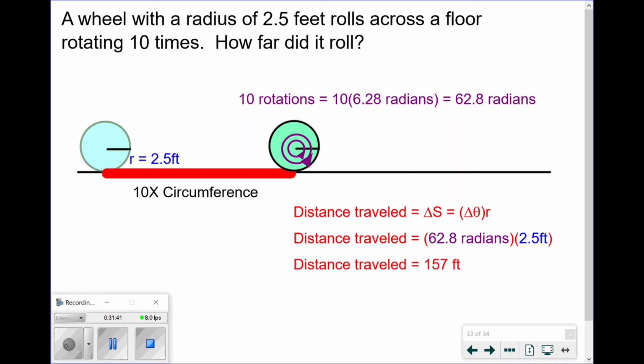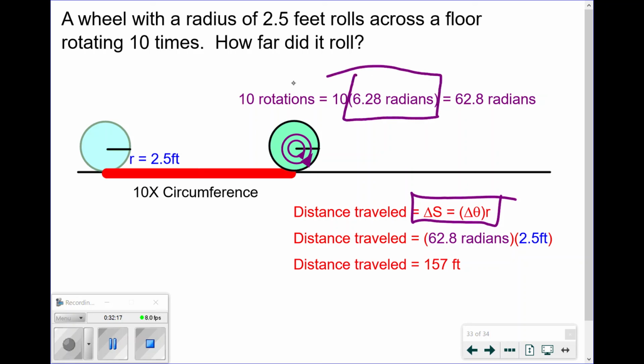Simply using the arc distance equation, delta S equals delta theta R, I can find the distance traveled. 62.8 radians times 2.5 feet, the radius, equals 157 feet. That's how far it traveled. I'm not really looking for the circumference. I can easily divide that by 10, see it's 15.7 feet, but that's irrelevant to what we're looking for. We're going to keep things really basic and just simply use the tools that we have. Again, this is something that I do not need to have memorized. I am given this. I just need to know really that for a circle, it's 6.28 radians.